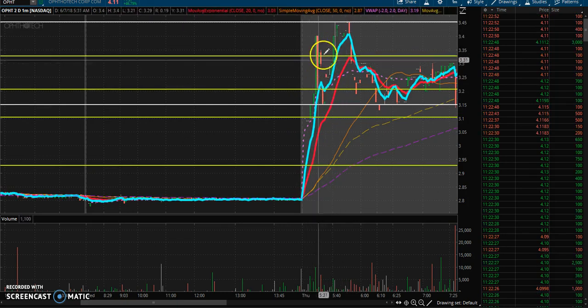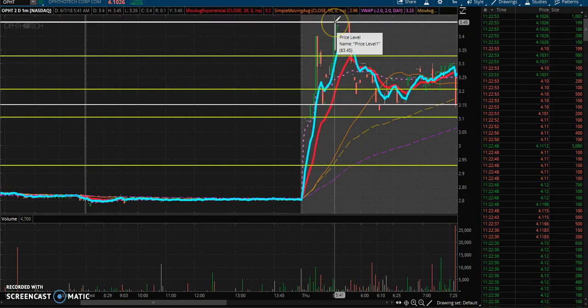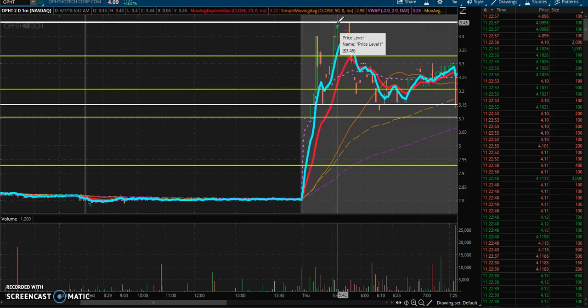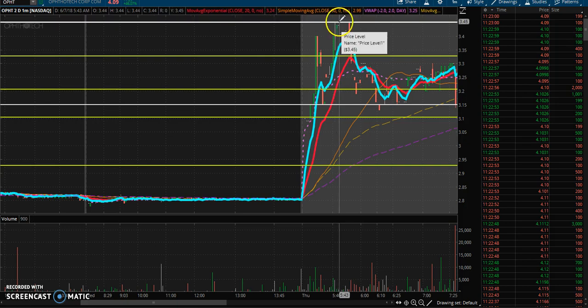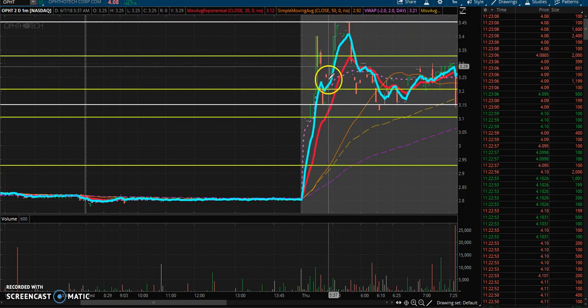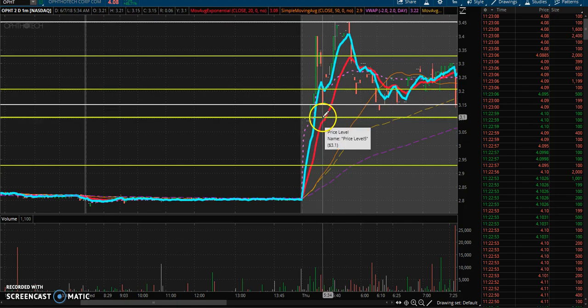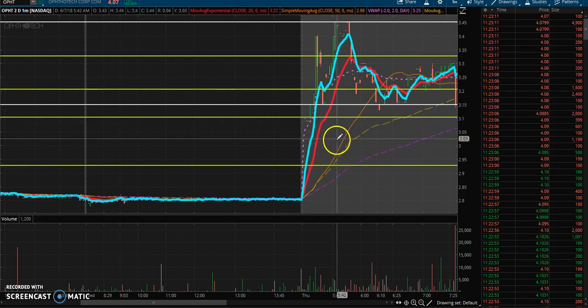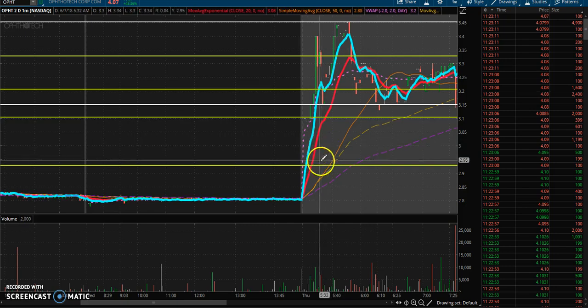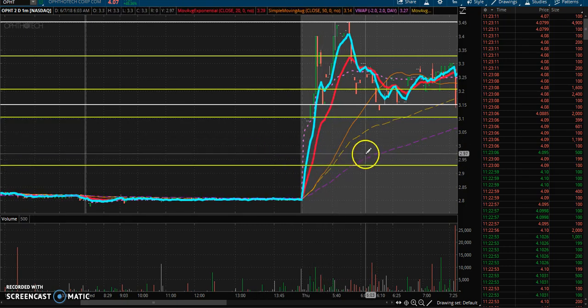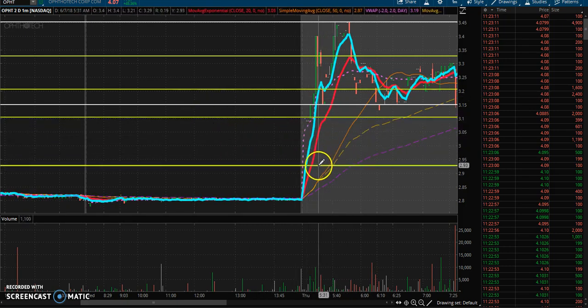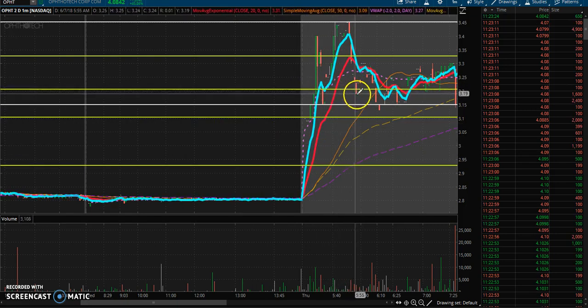You'll notice that I have marked out here the high of pre-market, which is at 3.45, and I put that in white because I want white to be intraday support and resistances. All these yellow lines that you see here are daily support and resistances. If you go back in the chart, you will see that these are support and resistances, and they play a key role in where I actually messed this stock up.